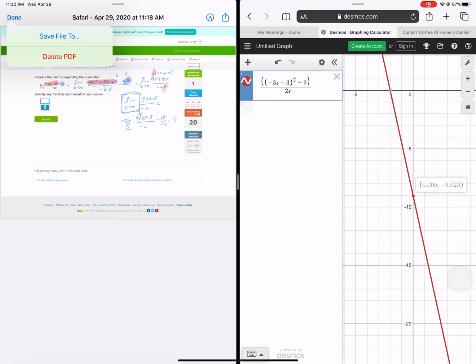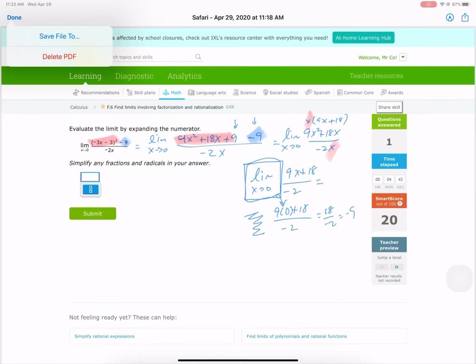But once I get to 0, it's actually undefined, because remember, there's a hole there. But look at the y value. Doesn't that look like negative 9? Pretty close to negative 9. And that's what the limit told us. Negative 9.